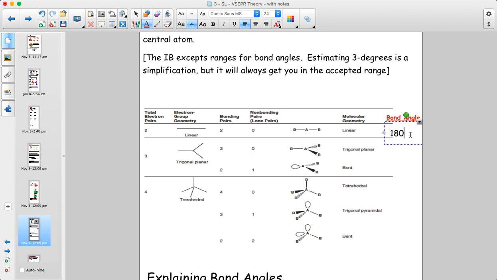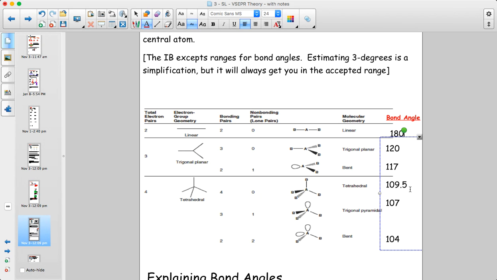So when we're linear, we know the angle is 180. Trigonal planar is 120, and so if you are bent with 3 electron domains, then saying something like 117 will always get you within the accepted range on the IB exam. Tetrahedral is 109.5, so shrinking down approximately by 3 degrees, usually I would write 107, although you're welcome to write 106 or 106.5. And then if you shrink another 3 degrees, something like 104 or 105, or even 103.5. Anything like that should be within the accepted range.